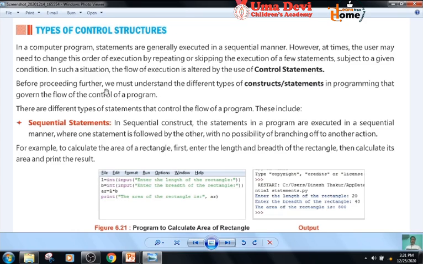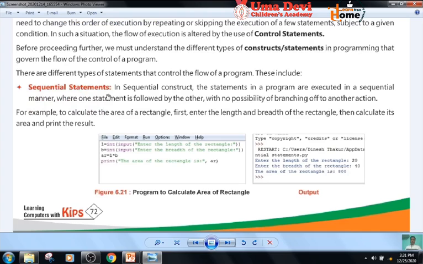Before proceeding further, we must understand the different types of constructs, statements in programming that govern the flow of control of a program. There are different types of statements that control the flow of a program. These include sequential statements. In a sequential construct, the statements in a program are executed in a sequential manner, where one statement is followed by the other, with no possibility of branching off to another action.